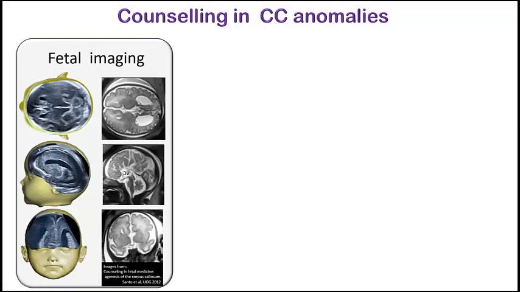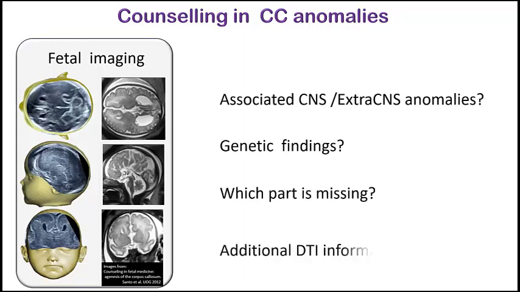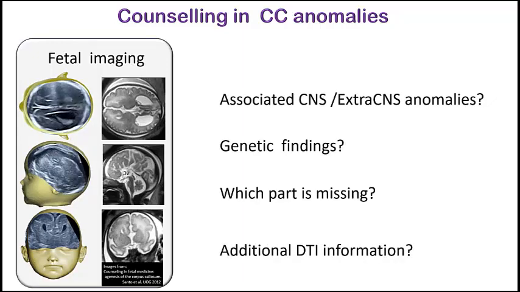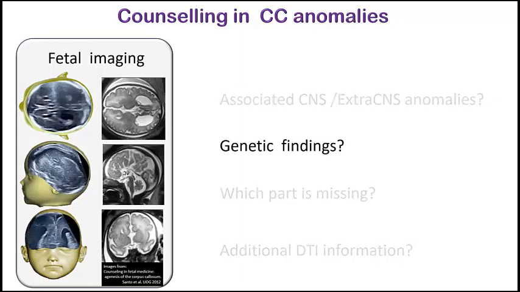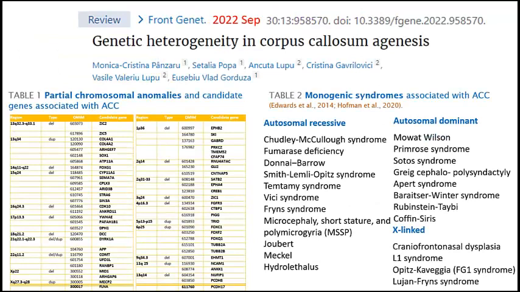So counseling in corpus callosum anomalies is very challenging, and it should not only be based on the ultrasound findings, but also on the presence of any associated anomaly that will determine the final prognosis. And here, genetics plays a very important role, as there are more than 200 genetic syndromes associated with corpus callosum anomalies.